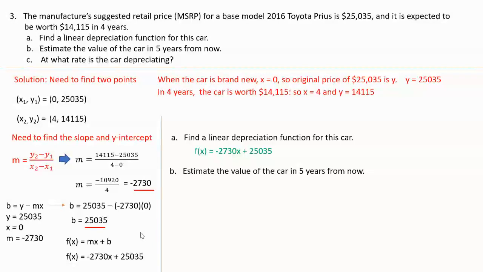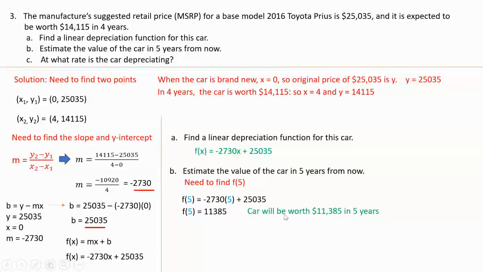Now for the B part, estimate the value of the car in 5 years from now. So here we're looking for f of 5, right? We're going to plug in 5 for every x. If we put that in the calculator, it's going to give us 11,385. So the car, 5 years from 2016, will be worth $11,385.